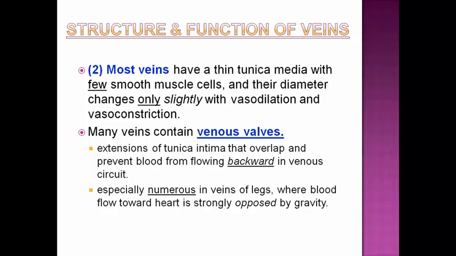So again, these are extensions of the internal layer, the intima or interna layer. They overlap, prevent blood from flowing backwards, and of course people that have weak venous valves will wind up with problems with their veins, and the term for that is varicose veins. So especially in the legs, these are the most numerous veins, of course, because gravity is pulling down and the venous blood is trying to be propelled back up to the right side of the heart.